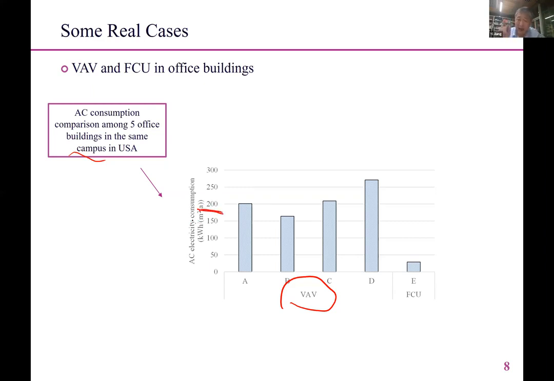But very luckily, in the same campus there's a building with the same function, an office building, but installed with fan coil units. You can see the total electricity used for cooling is just around 30 kilowatt hours. It's a huge difference, a feature similar to what we saw in China.